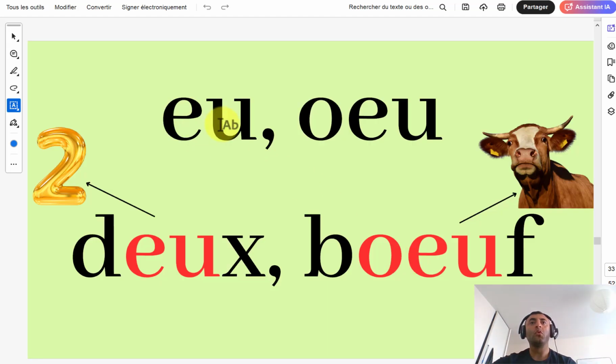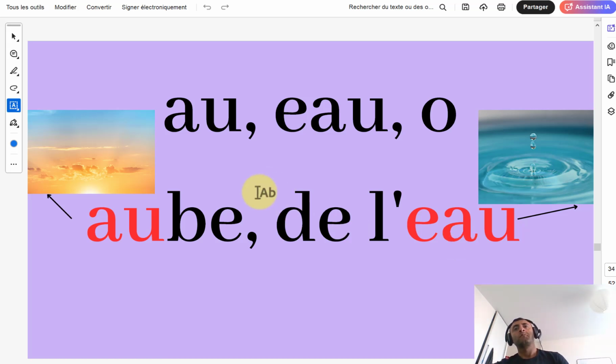This one, E, U. So it is E, E. De, bœuf. De it's two and bœuf is this animal. We continue. If you see A, U, and also O, simply, we're gonna read all of that like simple O. Like eau. Eau actually it's the morning.